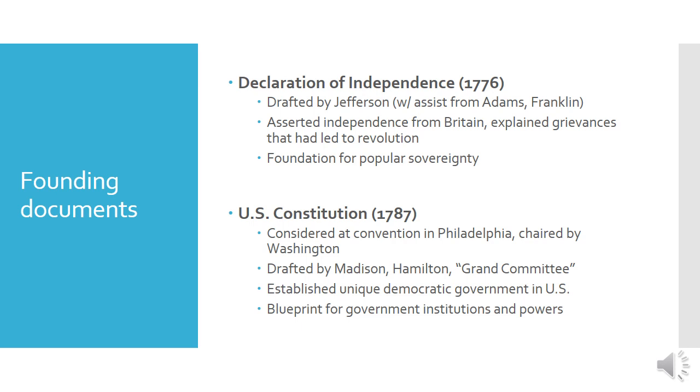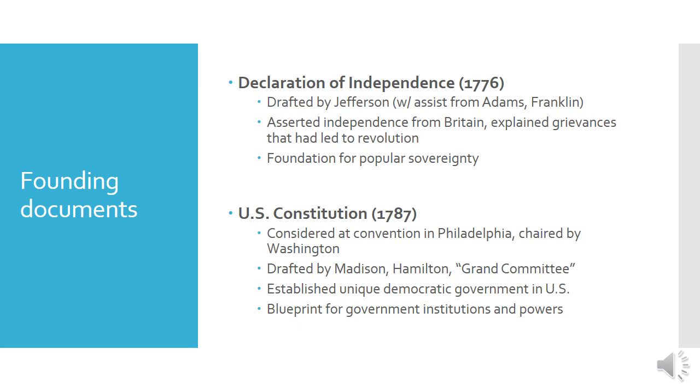And within the Declaration of Independence, most of the body of that document is a long list of grievances that we had with the British government that had led us to revolt from them. And it really forms a foundation for popular sovereignty. It talks a lot in that document about how the people need to provide their consent and need to be the source of the power for the government.